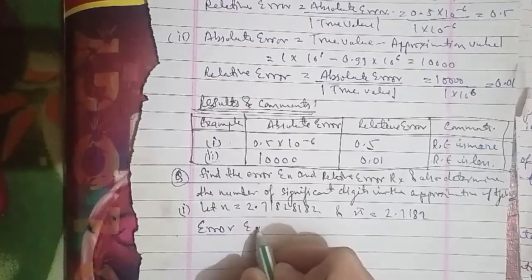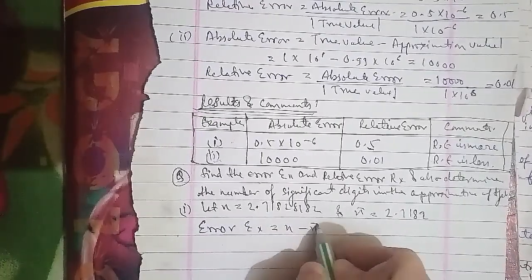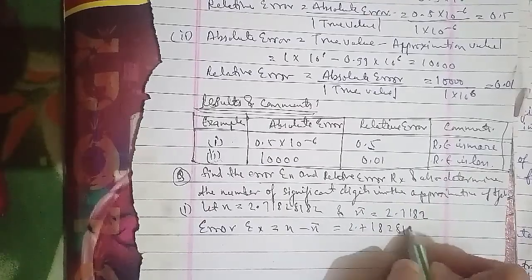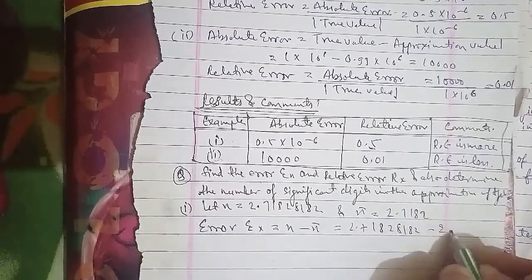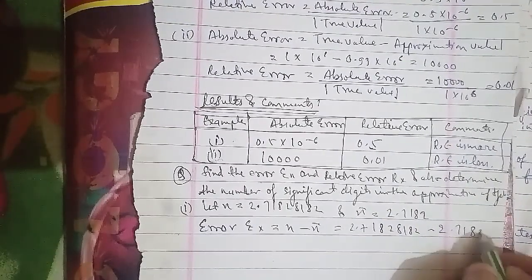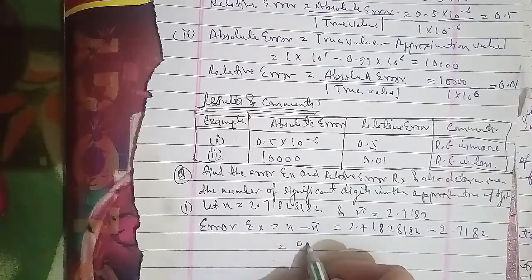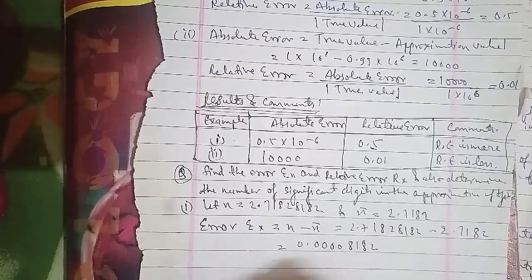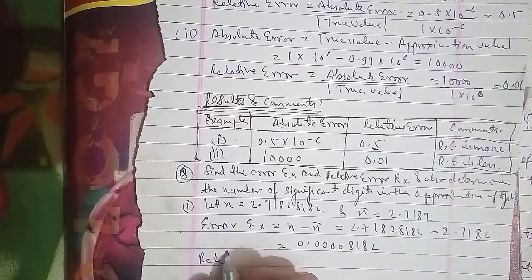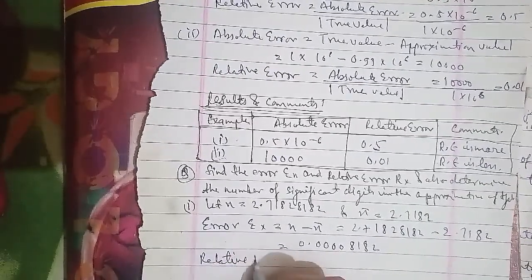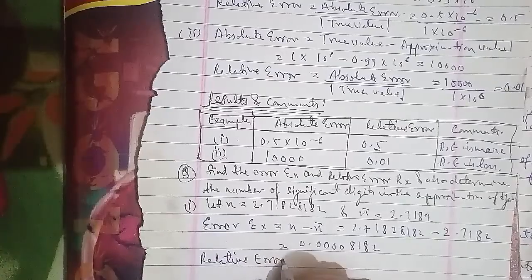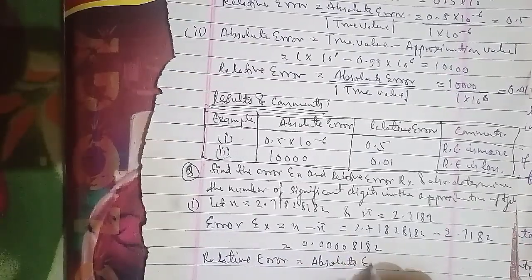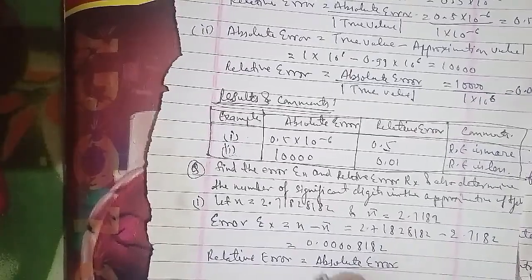So relative error equals absolute error upon true value, which equals 0.00008182 whole upon 2.71828182, which equals 3.00925 times 10 to the power minus 5.